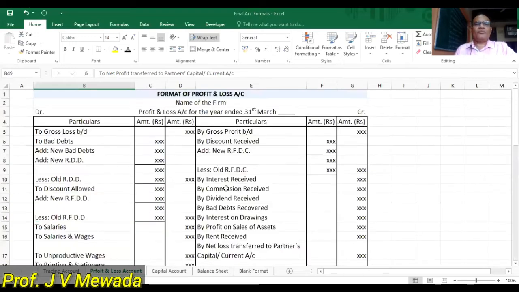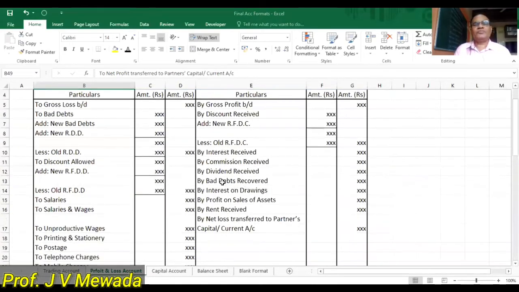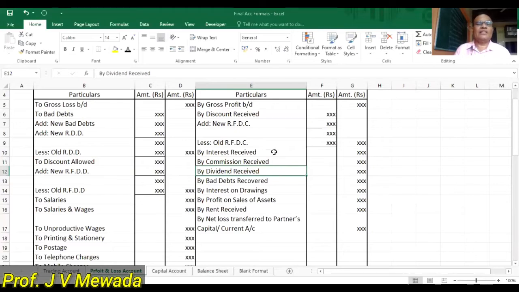Now on the credit side, as I told you, gross profit is appearing first, then the discount receipt formula I am going to discuss separately. Okay. Then we have this interest received, commission received, dividend received. These are the incomes. Dividend received is an income on the investment in the shares.